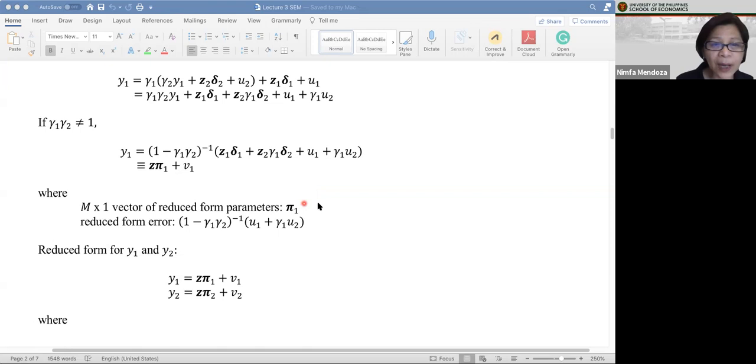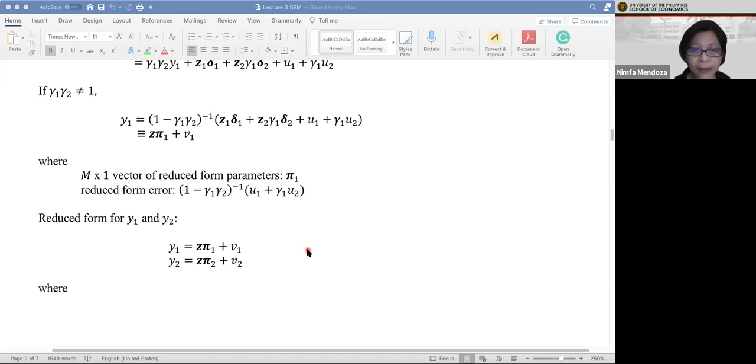Okay, so now we have an m by 1 vector of reduced form parameters pi sub 1. Okay, because z is of dimension 1 by m. So the associated parameter vector is m by 1. And the reduced form error is this u sub 1 plus gamma 1 u sub 2 multiplied by this inverse.